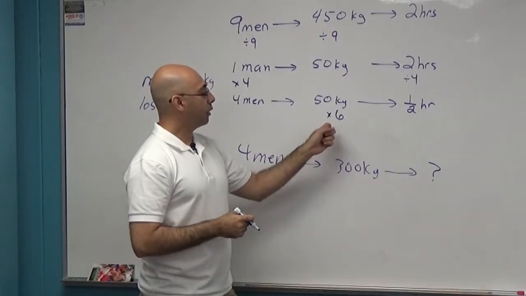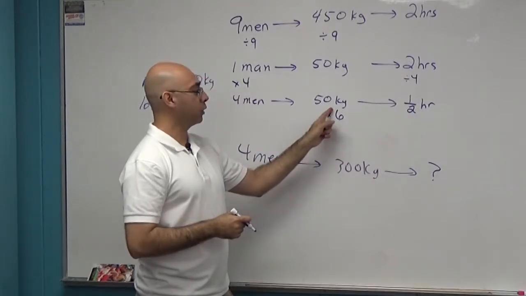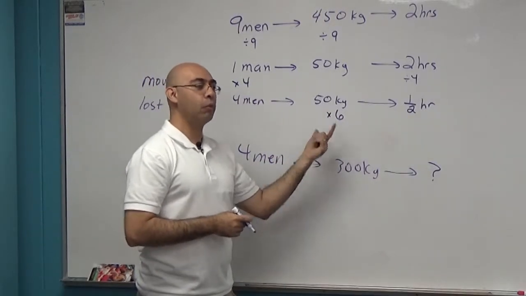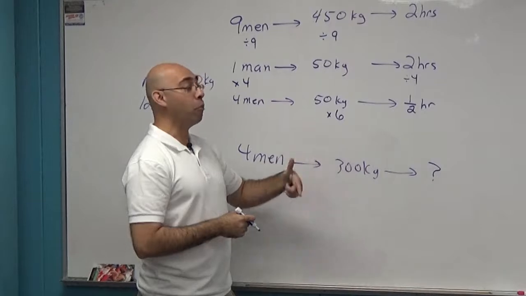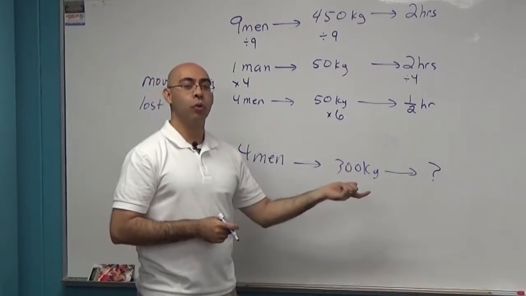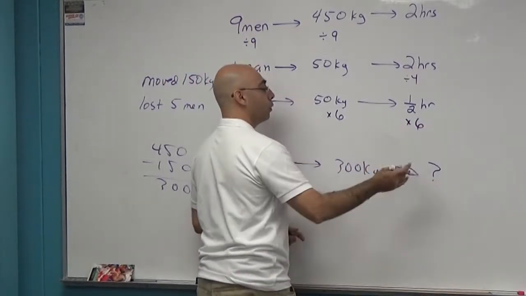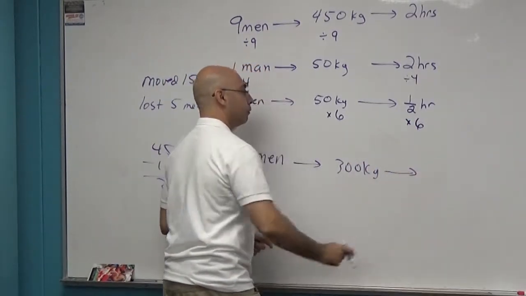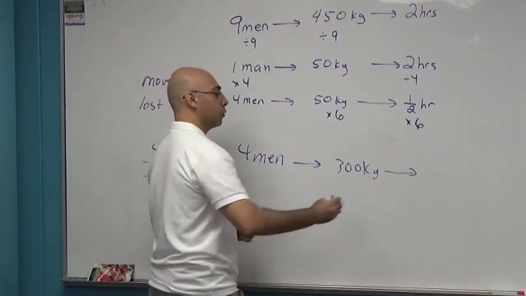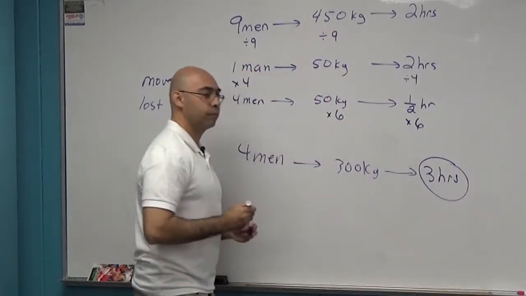If it takes 4 guys a half hour to move this much, is it going to take them more time or less time to move more stuff? It's going to take more time to move more stuff, correct? So I'm going to have to multiply by 6. What's 6 times a half? 3. Yeah, it's 3 hours. So your final answer, 3 hours.